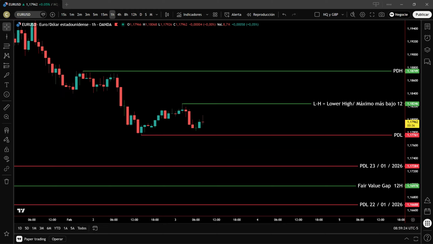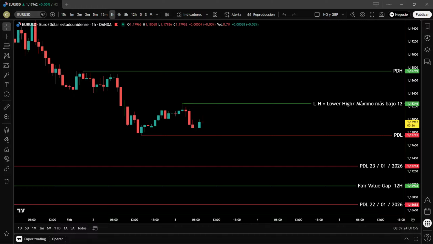Notice how the price is trapped between two critical levels. At the top, we have a local high situated exactly at 1.1824, while at the bottom, the floor of the move is formed by the previous day's low, the PDL, located at 1.1776. This lateral movement is extremely valuable to us, as it represents a temporary balance between supply and demand.